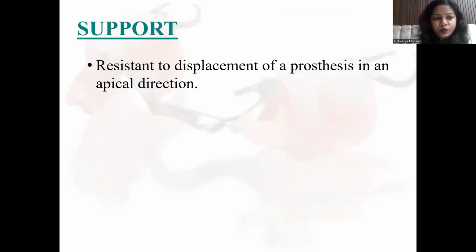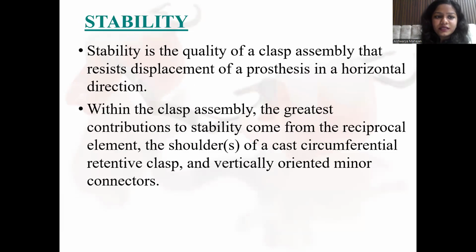Now moving on to support: resistance to displacement of a prosthesis in an apical direction is known as support, whereas stability is the quality of a clasp assembly that resists displacement of a prosthesis in a horizontal direction. Within the clasp assembly, the greatest contribution to stability comes from the reciprocal element, the shoulder of the cast circumferential retentive clasp, and vertically oriented minor connectors.